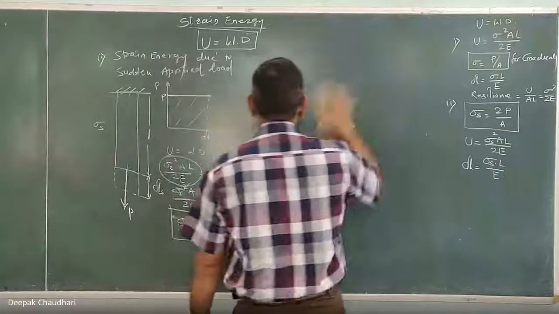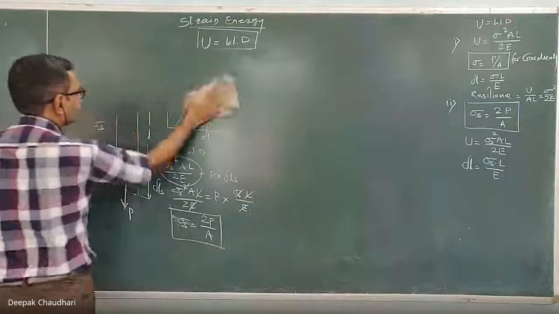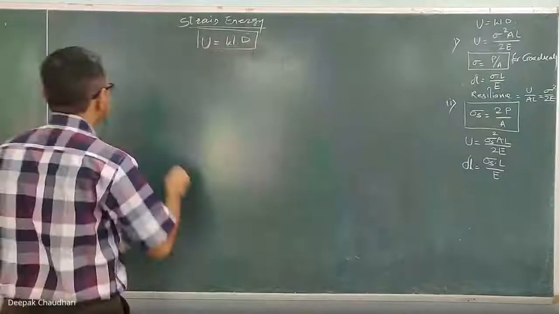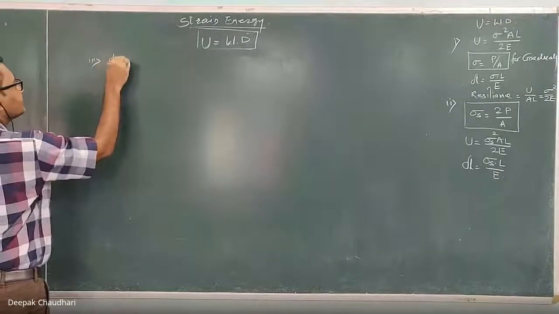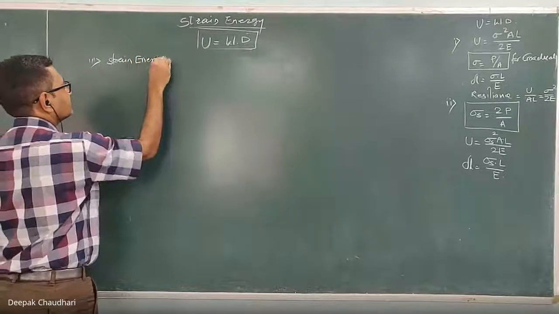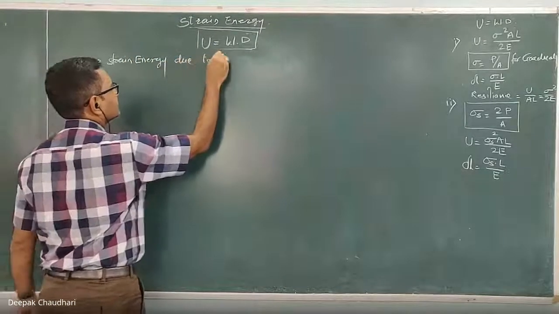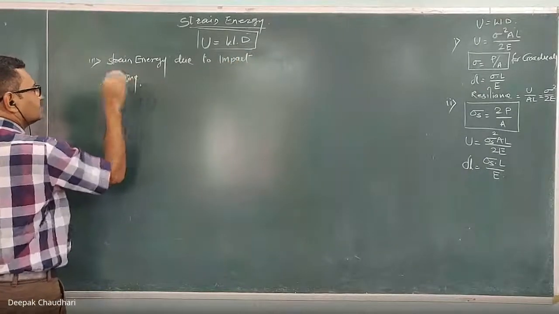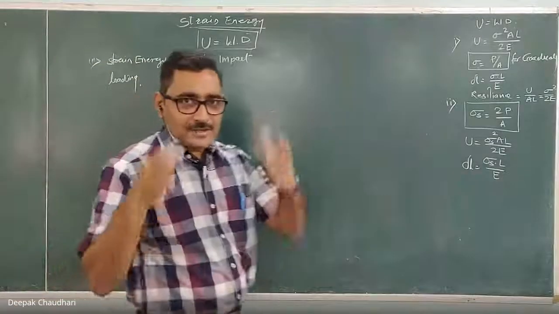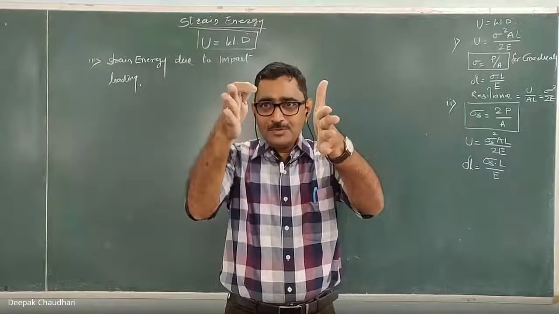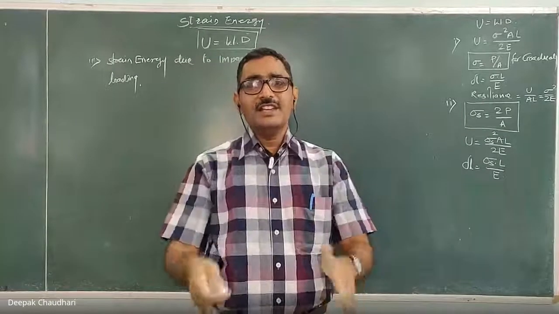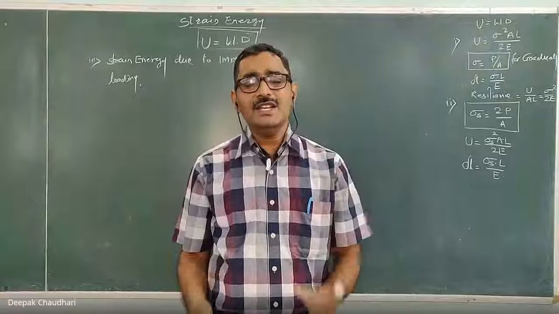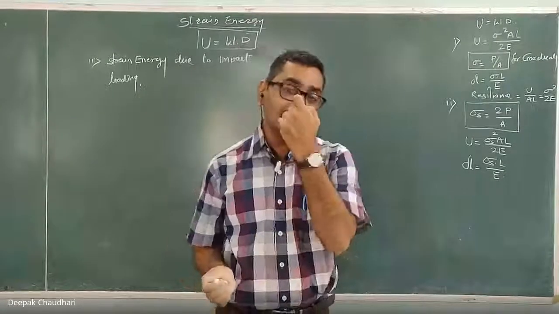The next one is the strain energy stored due to the impact load. Strain energy stored due to the impact loading. Impact loading means when the load is applied from a certain height. When I drop the load from a certain height, because of that height it will gain some velocity and it will apply with some velocity. That is known as an impact load.